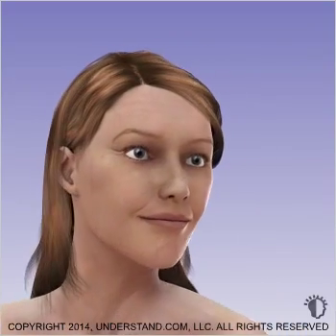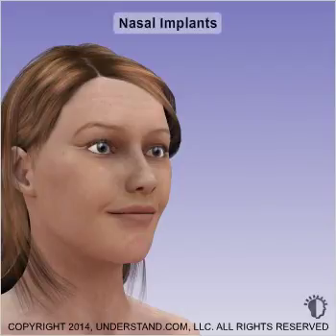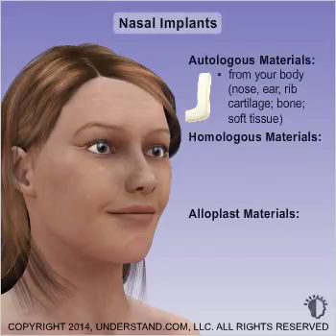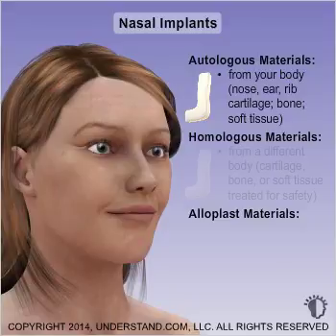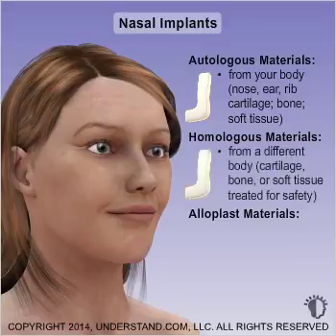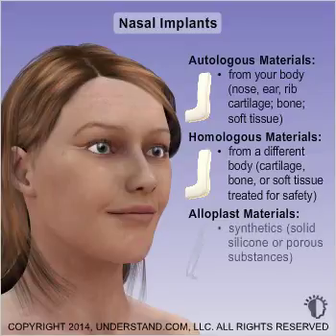Three broad categories of materials have been used for nasal implants. Autologous materials are harvested from your own body and can include cartilage from the nose, ear, or rib, bone from the pelvis, or other soft tissues. Homologous materials are the same types of human tissues that are harvested from cadavers. Homologous tissues are sterilized for safety and treated to be accepted by the body. Alloplast materials are synthetic, such as soft, solid silicone or porous substances designed to integrate with surrounding tissues.